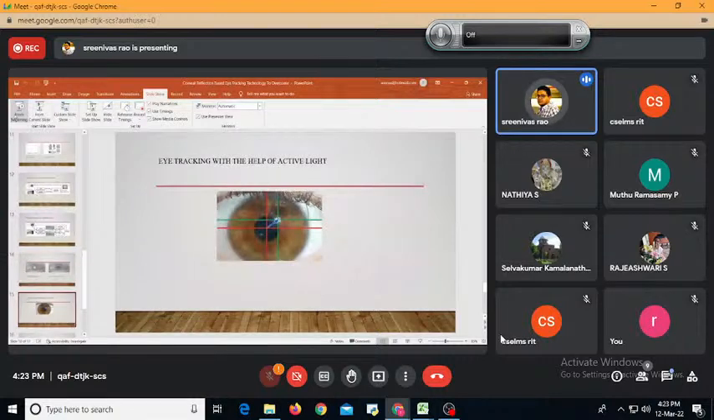And this is the eye tracking with the help of active light. So when software for eye tracking is used, you can see the glint detection and the active light.